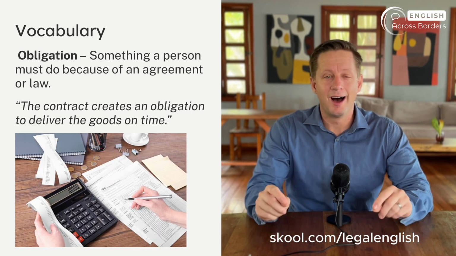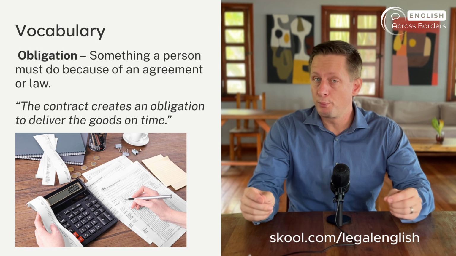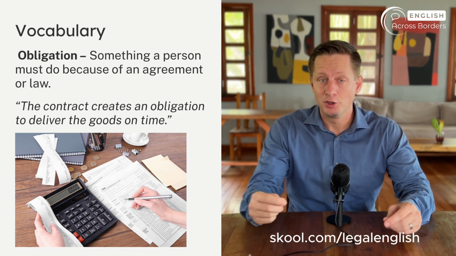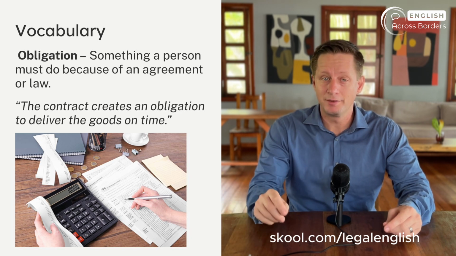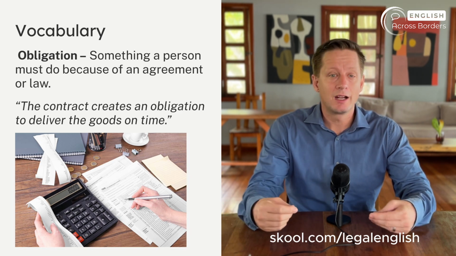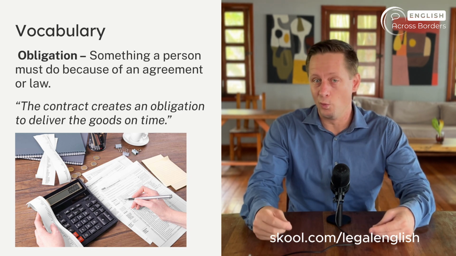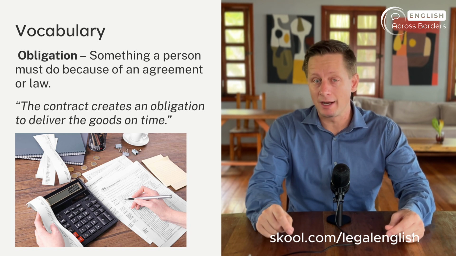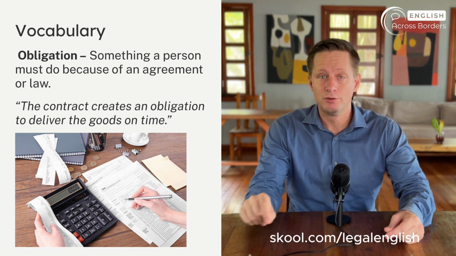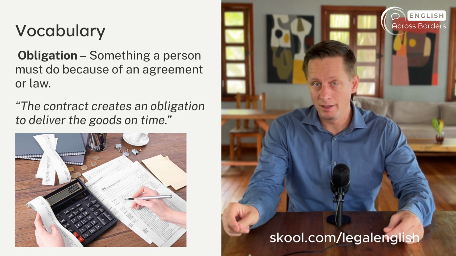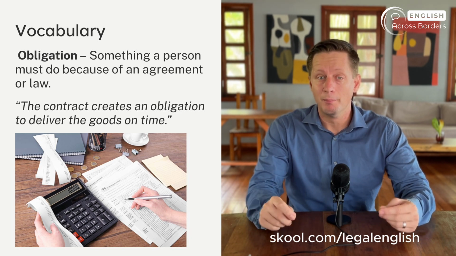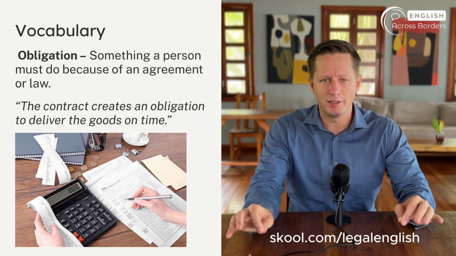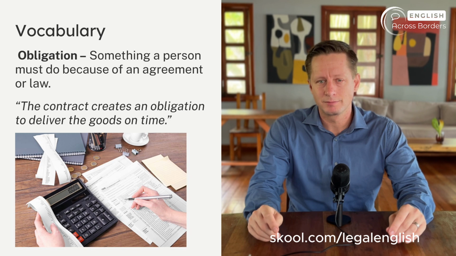Next word, obligation. Imagine you promise to paint your friend's house next week. Because of your promise, you have an obligation. You must paint the house on time. In contracts, obligations are what each party must do. For example, the contract creates an obligation to deliver the goods on time. This means the seller must send the goods when promised. Obligations are very important in legal agreements.